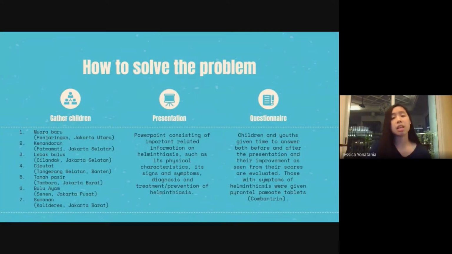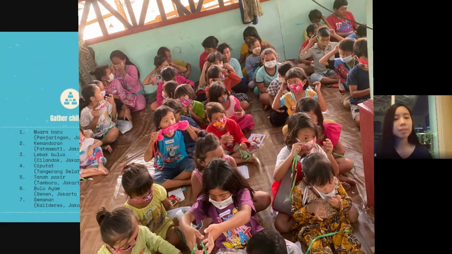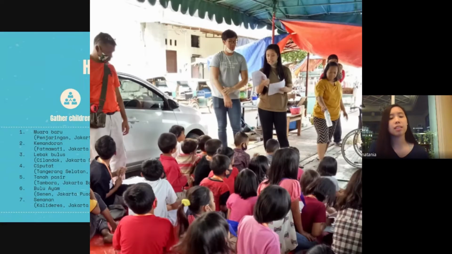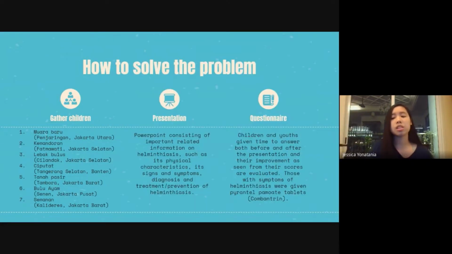So, how did our team attempt to solve this problem? First, we gathered children from all around Jakarta, including Muara Baru, Kemandoran, Lebak Bulus, Ciputat, Taman Pasir, Bulu Ayam, and Semanan. And so the target beneficiaries are children and youths. And the socialization was focused on improving hygiene among children, such as washing hands after defecating.